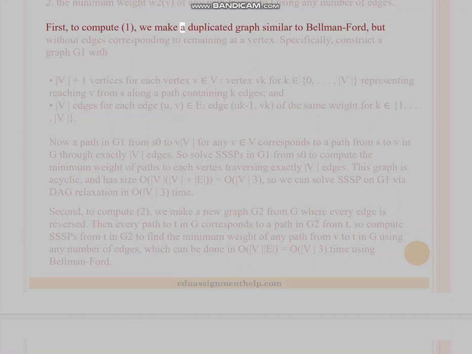First, to compute 1, we make a duplicated graph similar to Bellman-Ford, but without edges corresponding to remaining at a vertex. Specifically, construct a graph G1 with |V|+1 vertices for each vertex v ∈ V, vertex v_k for k ∈ {0, ..., |V|}, representing reaching v from s along a path containing k edges, and |V| edges for each edge (u, v) ∈ E, edge (u_{k-1}, v_k) of the same weight for k ≥ 1. Now a path in G1 from s_0 to v_|V|, for any v ∈ V, corresponds to a path from s to v in G through exactly |V| edges.